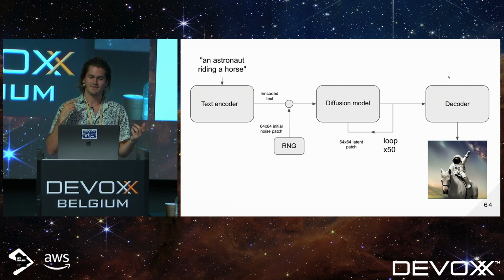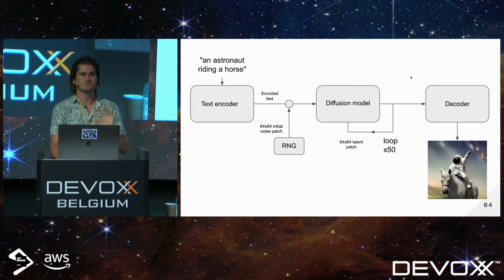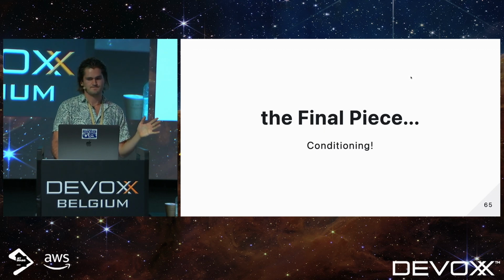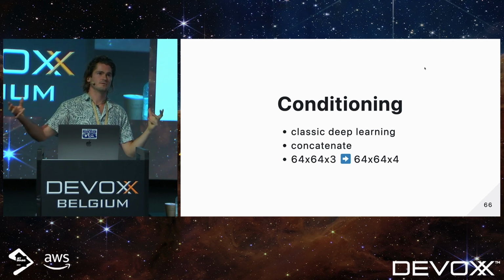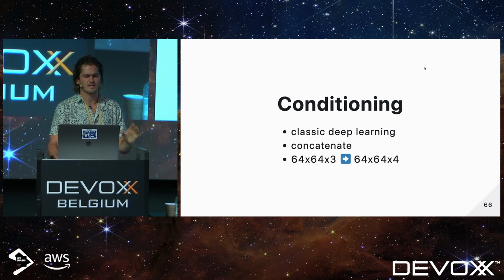How do you feed this text representation and the randomly generated Gaussian noise to the diffusion model? That is the final piece of what makes these models work, and that is called conditioning. Conditioning is a classical deep learning technique that is used to force a correlation between two vectors in a deep learning algorithm. We're not going to go too far into the math of how it works, but you essentially just concatenate the text representation to the latent noise. So the latent noise is 64 by 64 by 3.